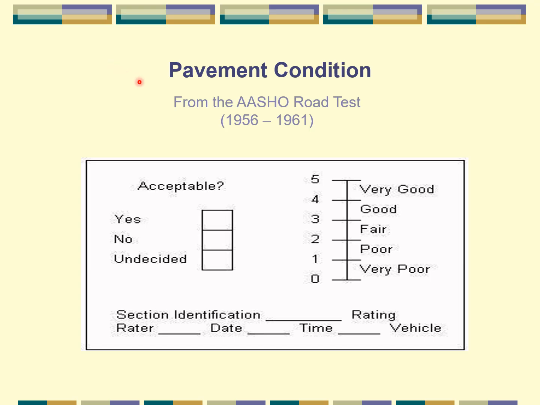On this particular slide, you can see the scale for the Present Serviceability Index. In fact, this scale was developed during the AASHTO road tests, which were performed from 1956 to 1961 in USA. When the Present Serviceability Index is from 0 to 1, it means your pavement is in very poor condition. From 1 to 2, it is poor, 2 to 3 fair condition, 3 to 4 good, and 4 to 5 very good.